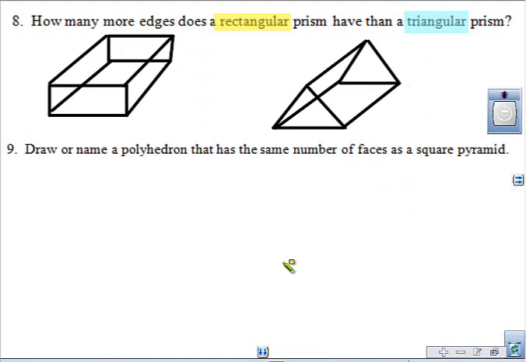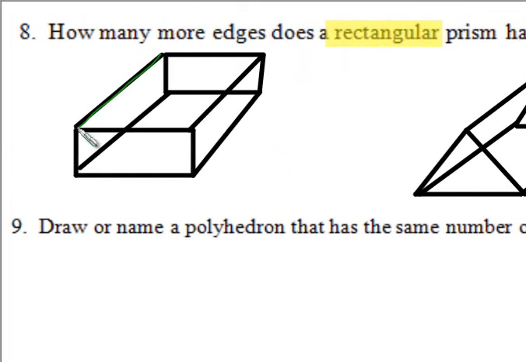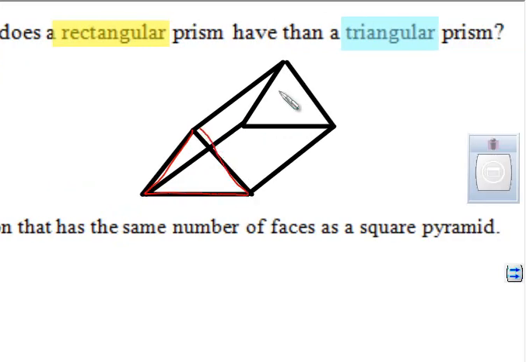Now they're asking about the edges. Edges are the line segments where two faces meet. So here in the rectangular prism, we have 1, 2, 3, 4, 5, 6, 7, 8, 9, 10, 11, 12. And the triangular prism, I have 1, 2, 3, 4, 5, 6, 7, 8, 9.